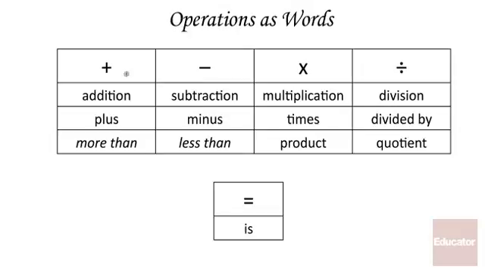So to go over our different operations, for addition, we can use plus, we can use more than. For subtraction, we can use minus, we can use less than. For multiplication, we can use times or product. For division, we can say divided by, we can say quotient. And when you see the word is, that means equals. So you can say a plus 3 equals 5, then you can say a plus 3 is 5.